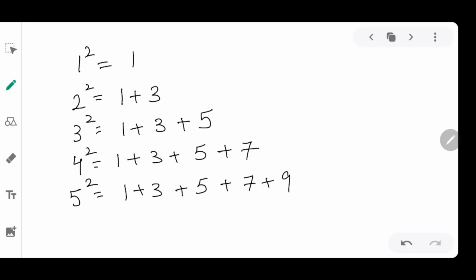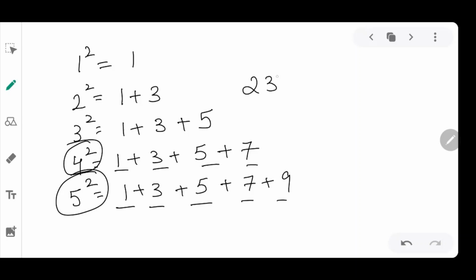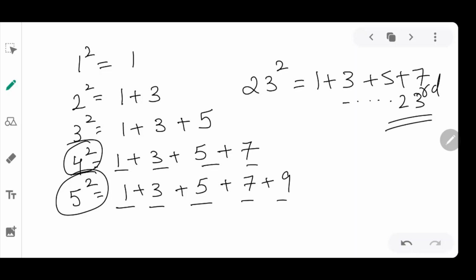So you see what is happening. When we are taking out the 5 square, we are adding the first 5 odd digits. When we are finding out the square of 4, we are adding the first 4 odd digits. Similarly, if you want to find out the square of 23, you will add the first 23 odd digits, starting from 1 plus 3 plus 5 plus 7 and so on, till the 23rd digit. Okay, odd digit. Remember, odd digit. This is one pattern which you will see.